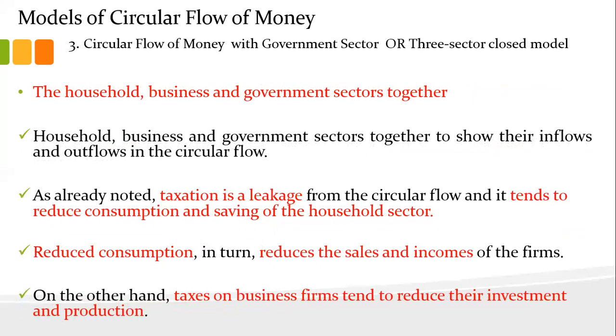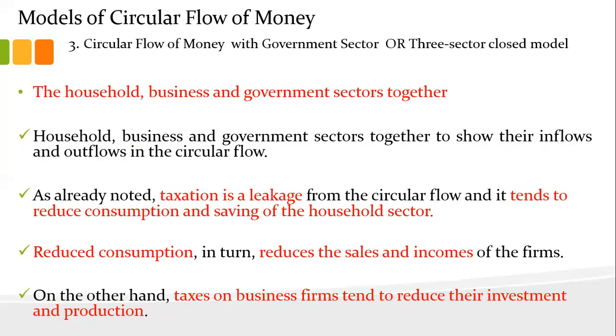All sectors together when we will discuss. So household, business and government sector, together they show their inflow and outflow in the circular flow. And taxation, we have already told that it is a kind of leakage in the circular flow of money. Because of excess tax collection or any tax, what happens? The consumption and saving of the household sector comes down, because they don't have liquidity in hand. So consumption will be reduced and saving will also be reduced.